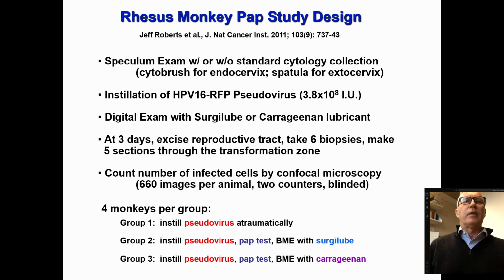And the way this was designed was that there were three groups of 4 monkeys each. In group 1, there was pseudovirus that were distributed atraumatically. In other words, there was no Pap smear. In group 2, we instilled the pseudovirus after doing a Pap smear, and then did the digital exam using Surgilube on the glove. And then as an intervention, we did the same thing, only the only change was that carrageenan was on the glove rather than Surgilube. Next slide.